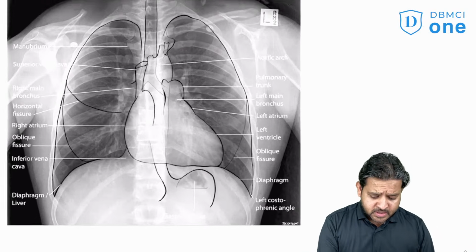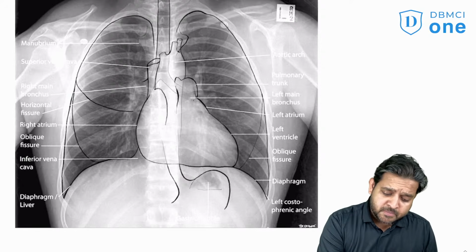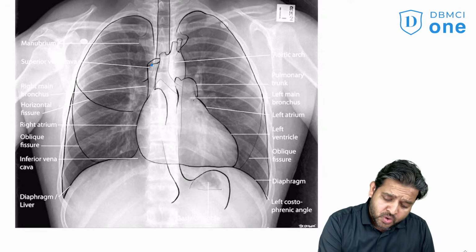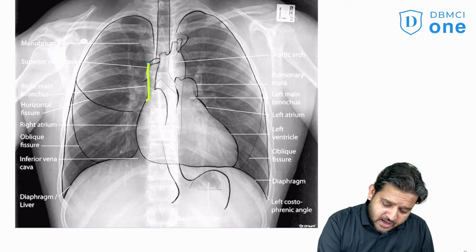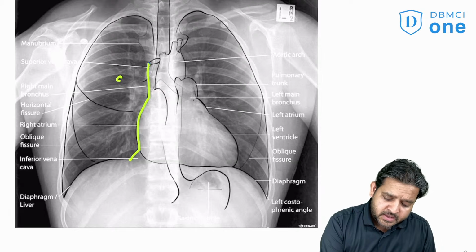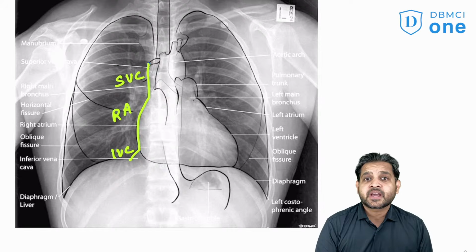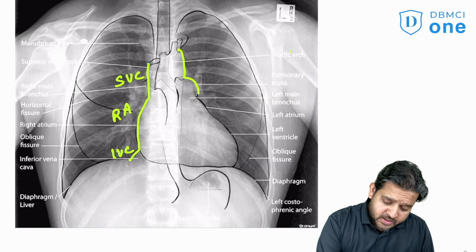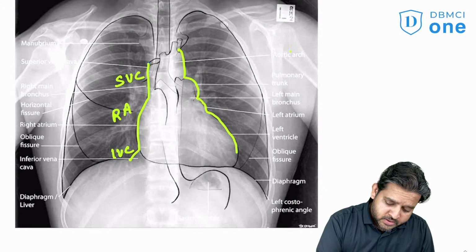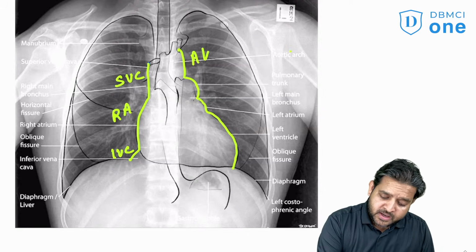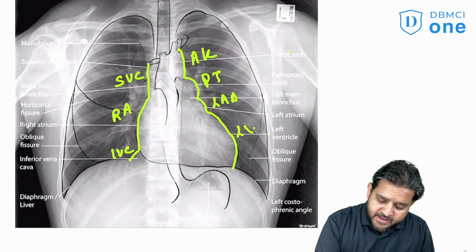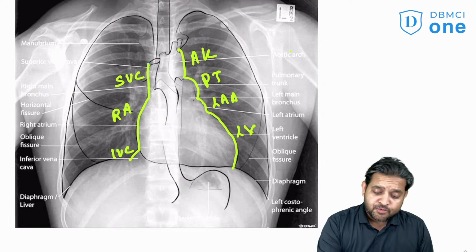So this is a normal chest x-ray. What are the important parts of this chest x-ray that you need to know? You should know the right heart border formed by the superior vena cava, right atrium, and inferior vena cava. Now you should know the left heart border formed by aortic knuckle, pulmonary trunk, left atrial appendage, and left ventricle. Right? Now what is a key point here?